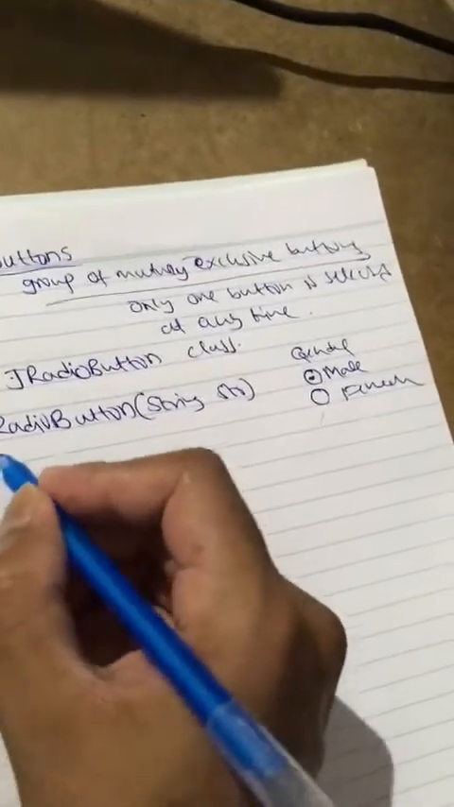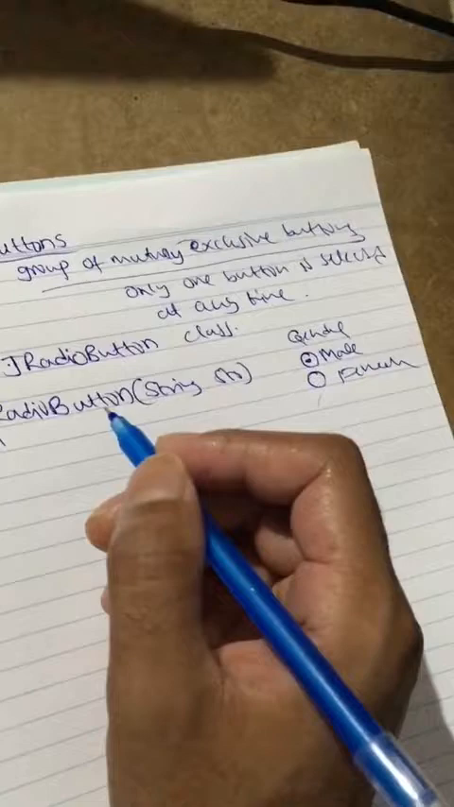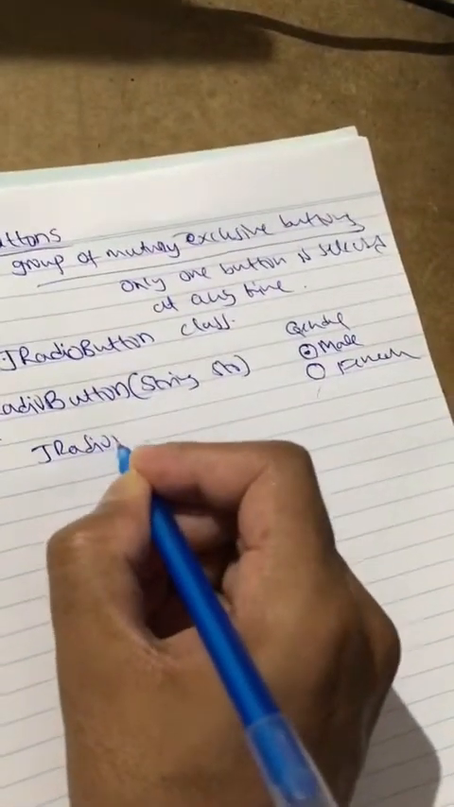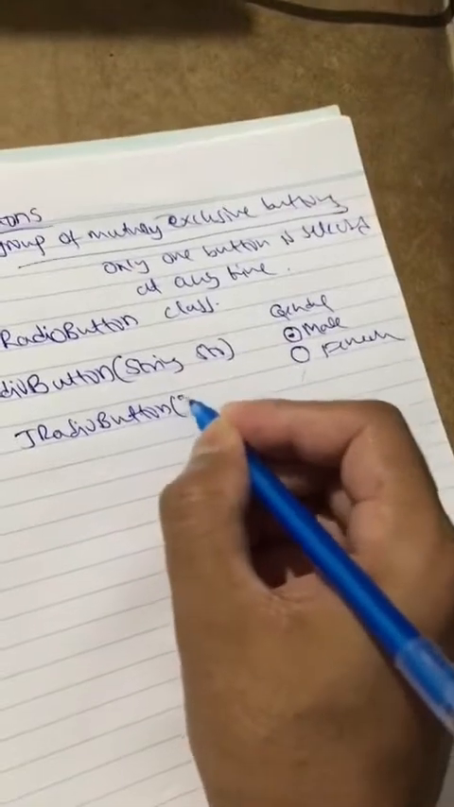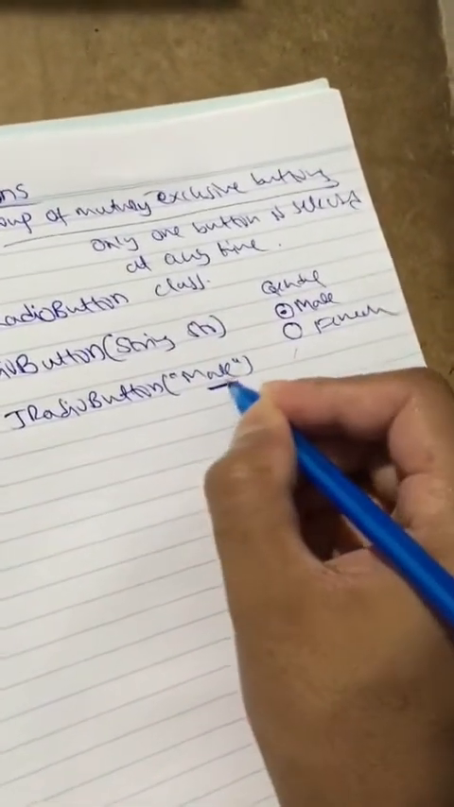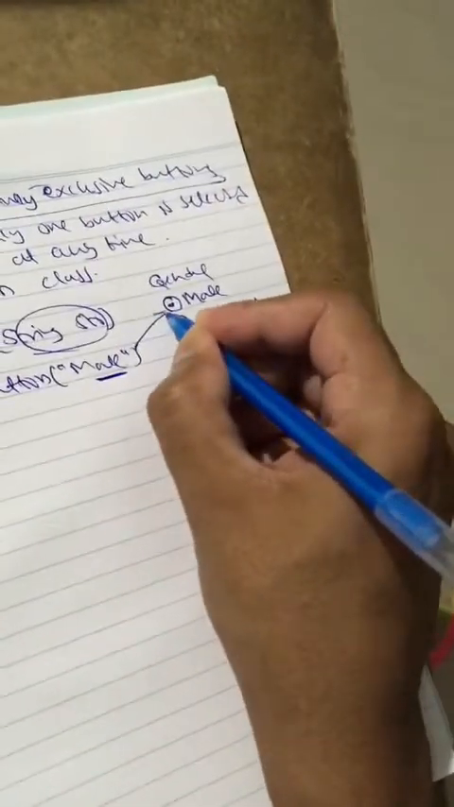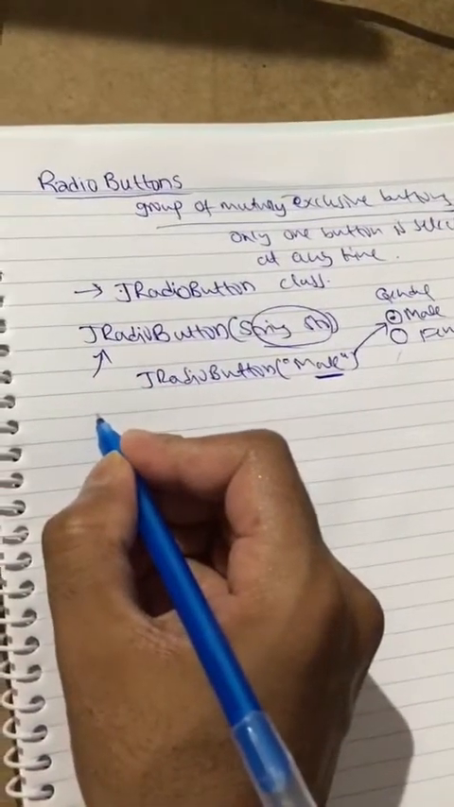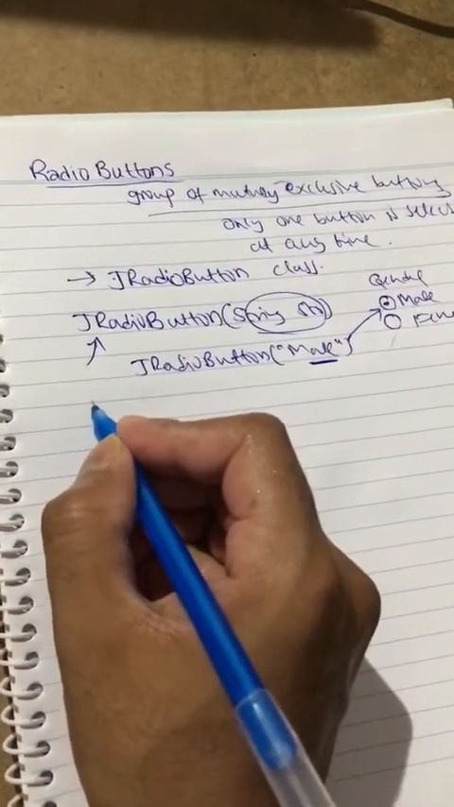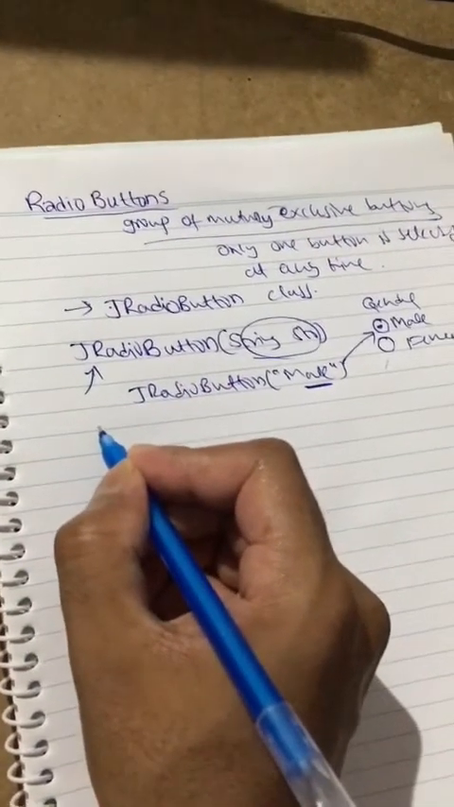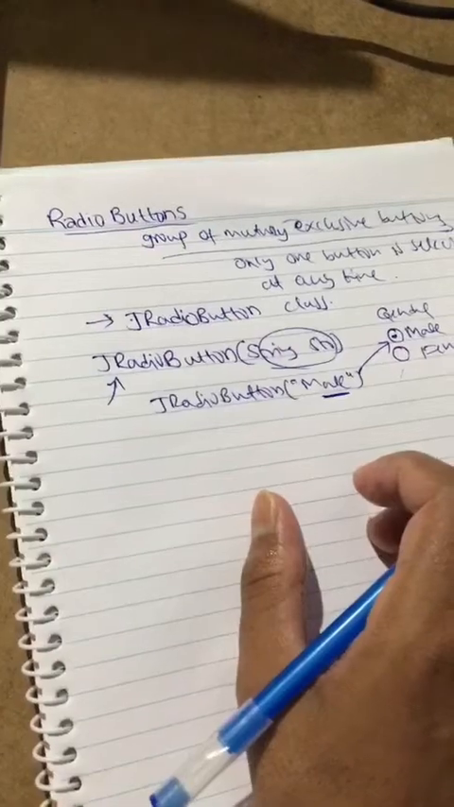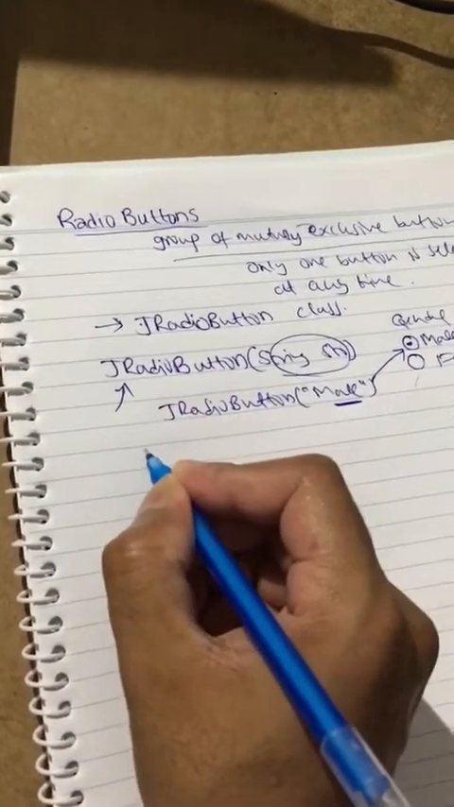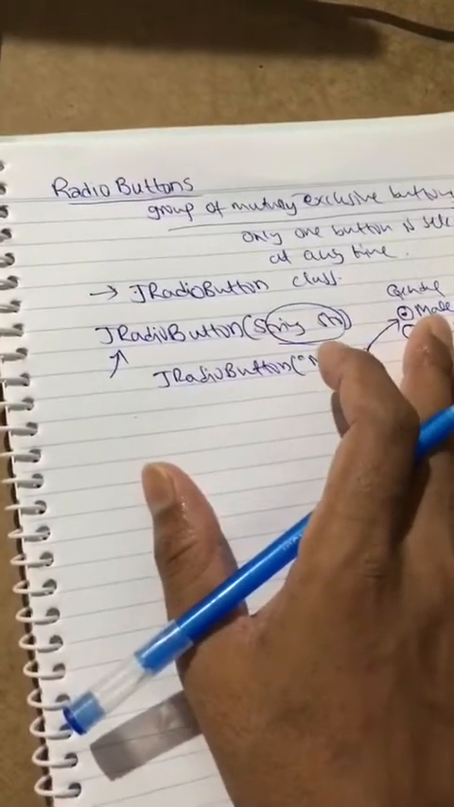Several constructors are available for radio buttons. For example, we are creating a radio button like this: radio button, male. Here male is the string str, so a male radio button will be created. In order for the mutually exclusive nature to be activated, we need to group the buttons together. In this group any one button can be selected at any time. For example, male and female, we are selecting only one button at any time.